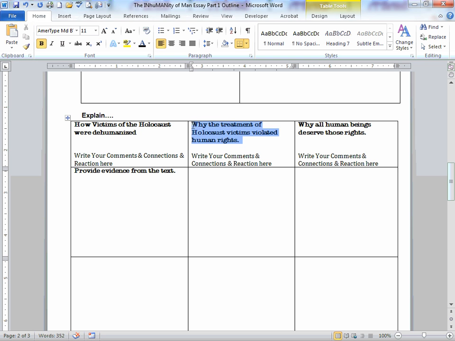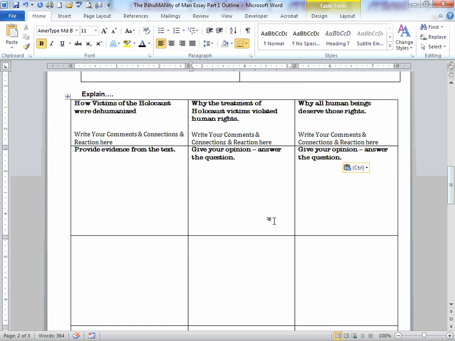Why the treatment of the Holocaust victims violated human rights. So this one you're going to provide evidence from the text. This one you're going to give your opinion, i.e. answer the question: why the treatment of the Holocaust victims violated human rights. This one also: why all human beings deserve those rights? You're going to give your opinion and then answer the question.